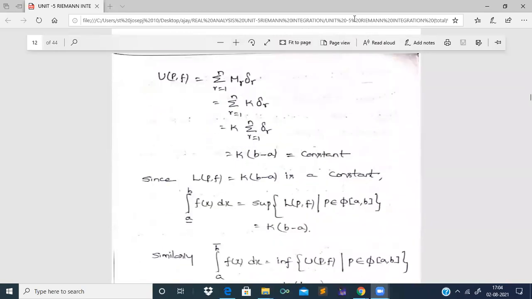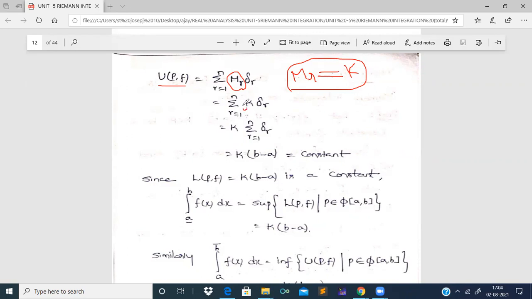See here, the upper Darboux sum is U(P, f) equal to summation r equal to 1 to n of capital Mr delta r, right? As per our calculations above, capital Mr is equal to the supremum of f(x) in Ir, that is in the rth segment. Therefore, what is capital Mr? Capital Mr is equal to k, as the given function f(x) is a constant function. In the rth segment, the supremum of the given function f(x) is k.